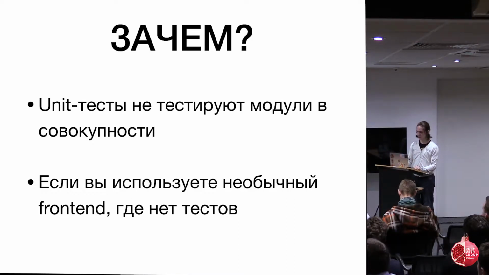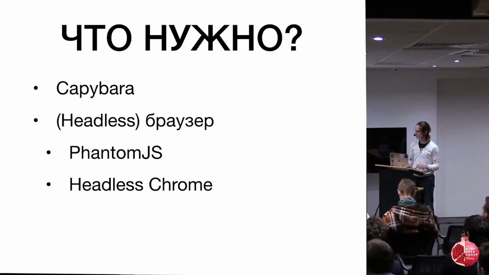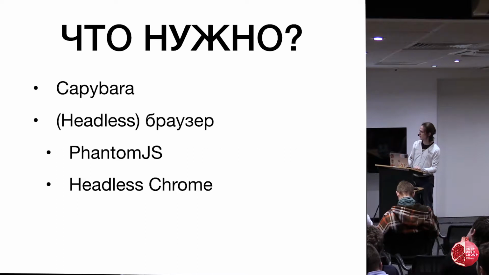What do we need for that? First of all, we need Capybara, a Ruby gem which provides DSL for operations with a page, and matchers for our spec. We also need a headless browser. It's a browser without a graphical interface, and Capybara works with it through a certain engine. Normally it's Selenium, but sometimes it can be Phantom.js.